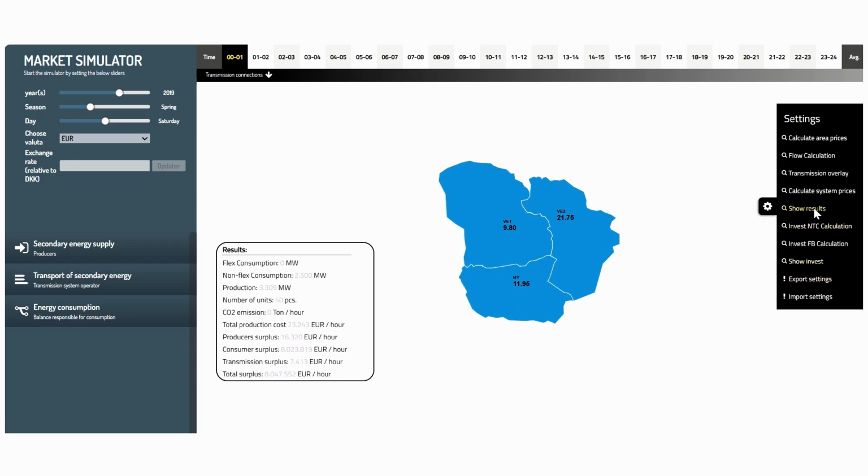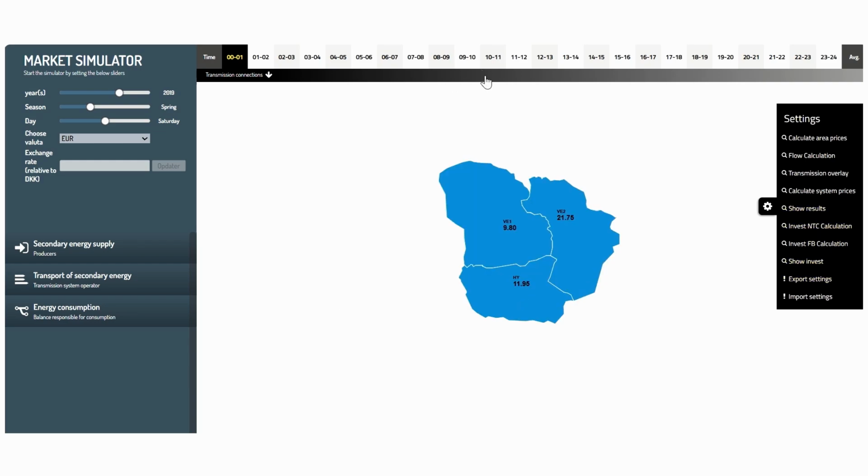When I've done that here, I make the same calculation for period 2 here, a flow-based calculation. Click on the 3 areas.